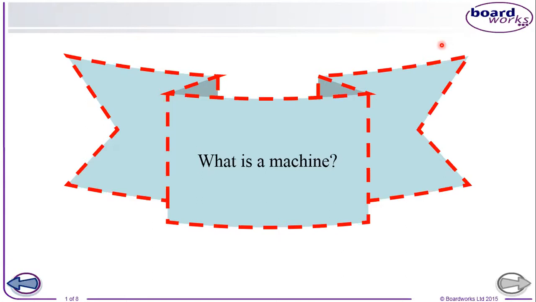What is a machine? Today is Monday, 20 April 2020. All of you open page 352.